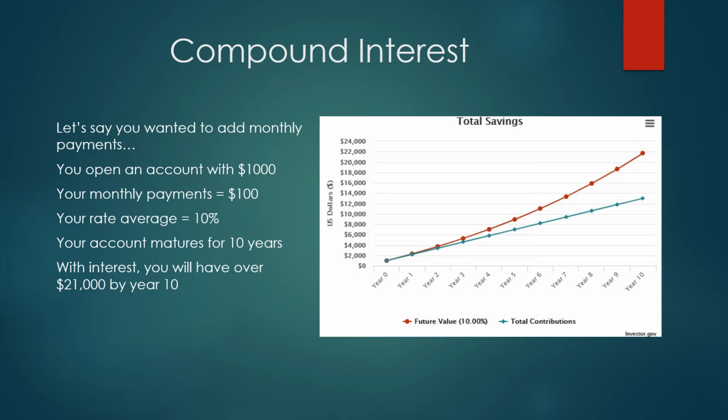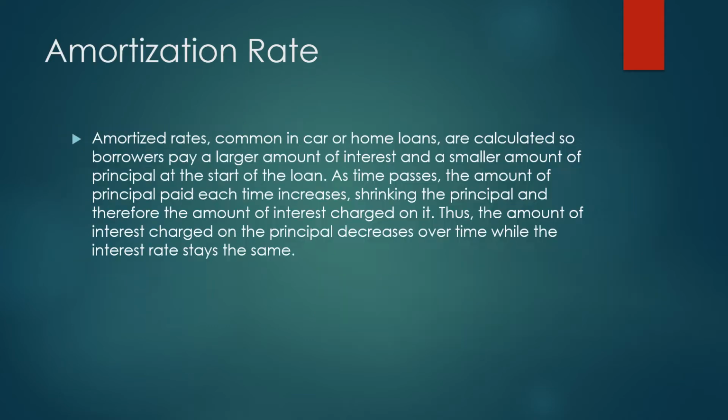Now, this is actually pretty simple, and numbers are perfect. I understand that, but to help you understand how that works, take a look at the graph again, and you can see that as you continue to contribute your money continues to grow with the added interest that's going into your account. I think that's fantastic. So next, we're going to have your amortization rate.